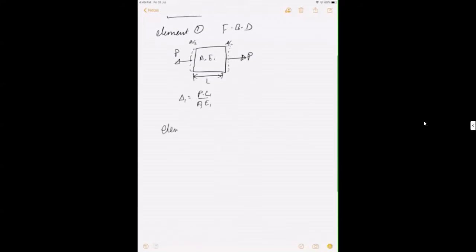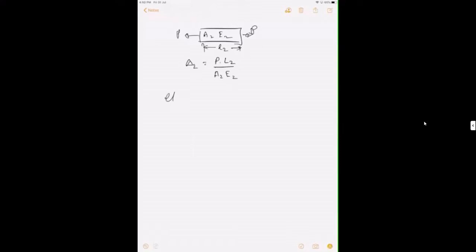Similarly, for element 2, we will draw the free body diagram and this will be like this, and this is my P, this is my P and this is L2 distance, and this is A2 and this is E2. Okay, is that clear? Now we are writing delta 2 is equal to P into L2 upon A2 into E2. Okay, now similarly for element 3, I can write P into L3 upon A3 E3. Now I'll combine all the deformations, delta 1 plus delta 2 plus delta 3. This will give me the total deformation.